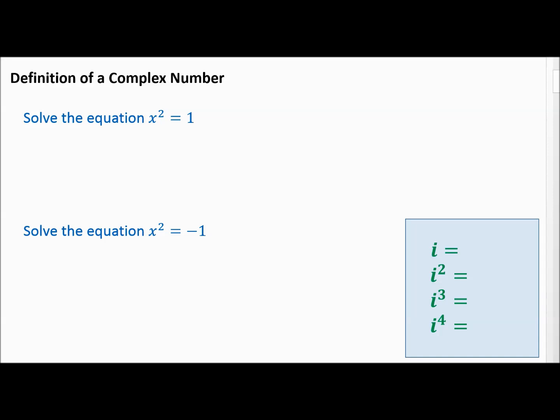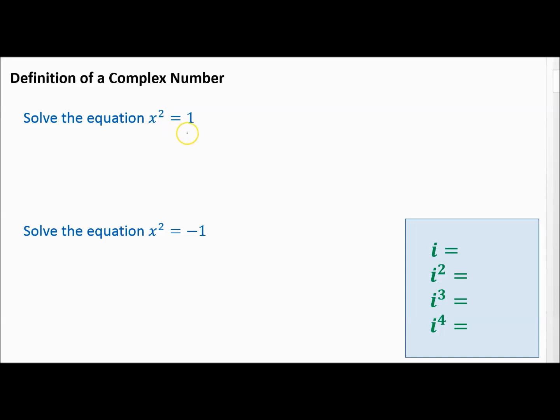To start the topic of complex numbers, what I would like to do is start off solving a quadratic equation. Now you know a quadratic equation as an equation. Of course it has an equal sign, so it's an equation with a variable raised to the second power. And what we have here is a basic quadratic equation. There's a couple of ways to solve this particular quadratic equation of x squared equals 1.